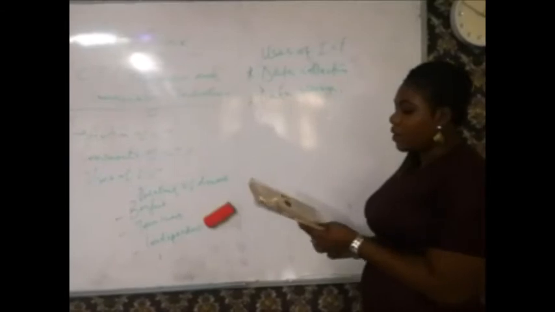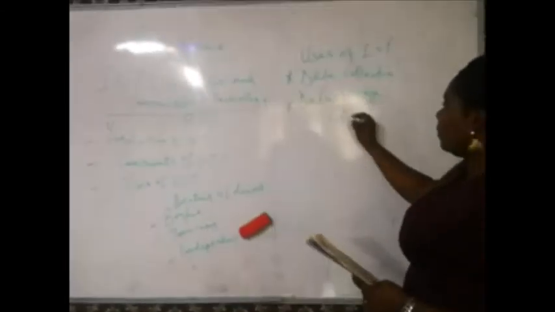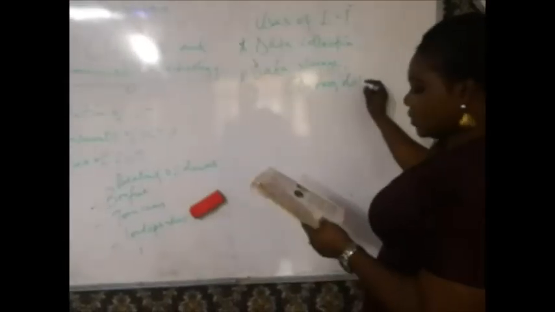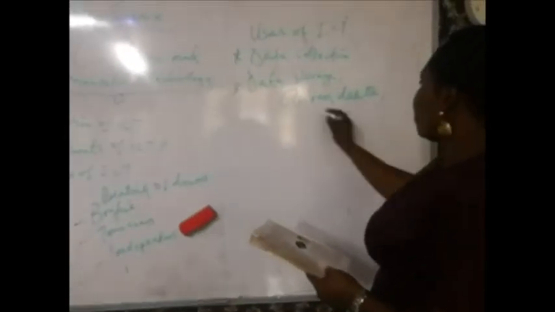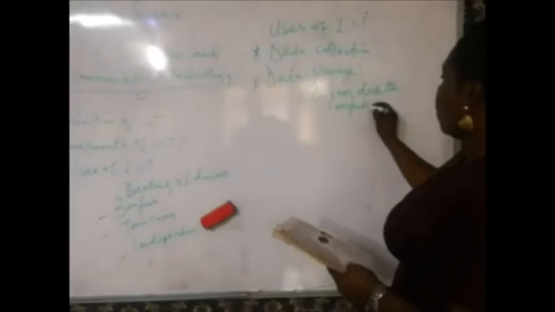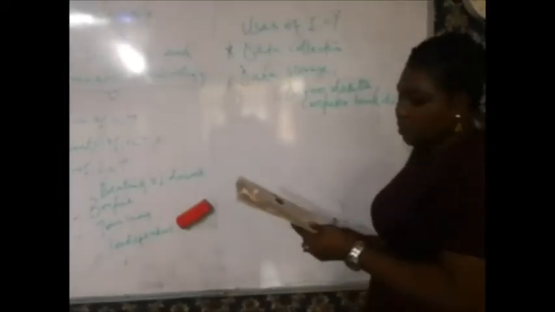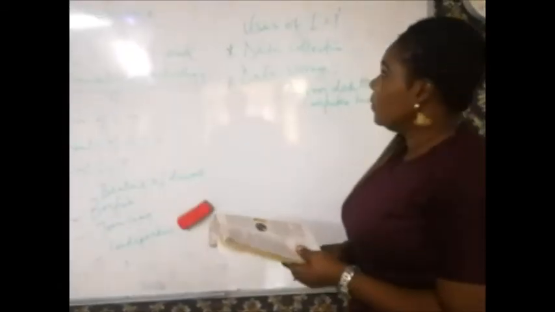You use things like your small CD-ROM, you use your diskettes, you can use your computer hard disk. All these are gadgets for storing of information from your systems.